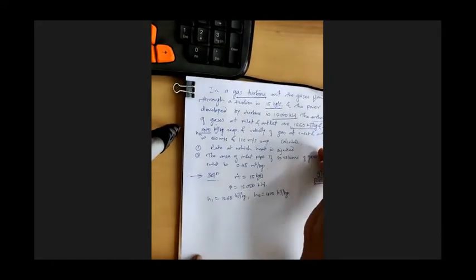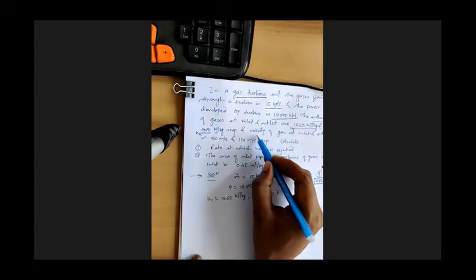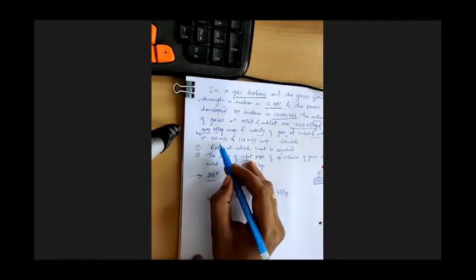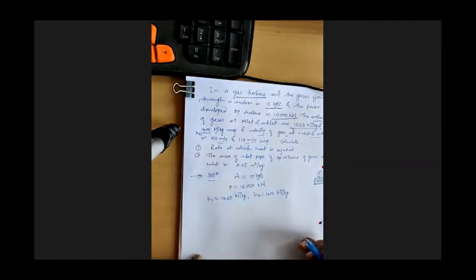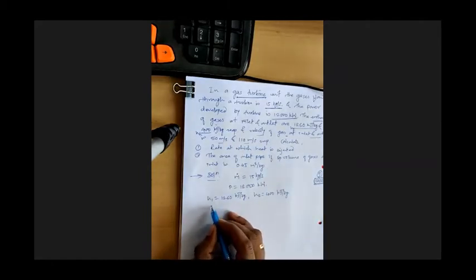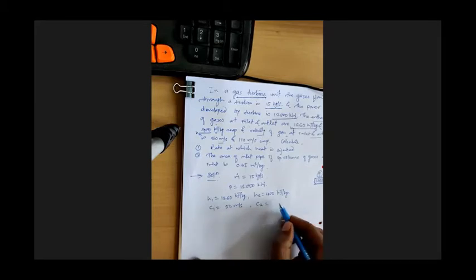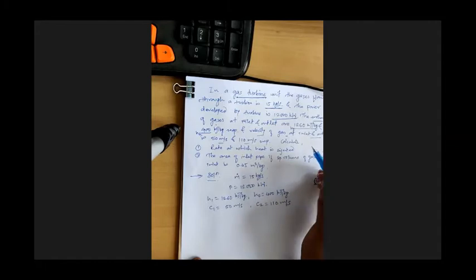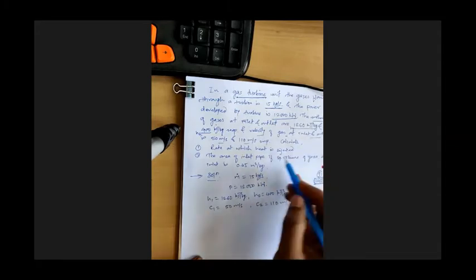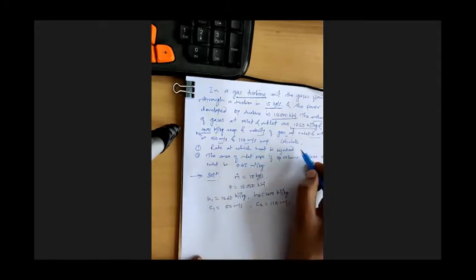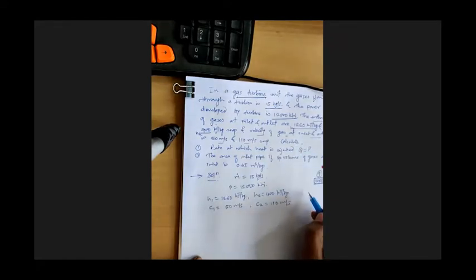Okay. Next, the velocity of gas at inlet and outlet is given. Velocity is denoted by C. So inlet C1 is equal to 50 meter per second and outlet C2 is equal to 110 meter per second. And they have asked to calculate the rate at which heat is rejected. So we need to find Q. That is the first thing.